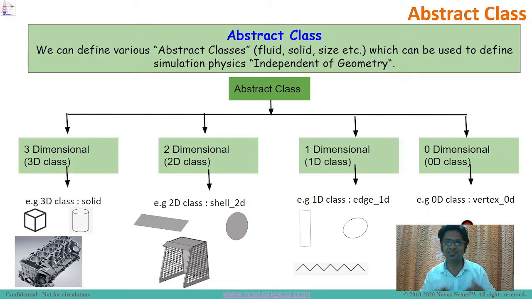So just to summarize, abstract classes are the entities which have some particular dimension like 3D, 2D, 1D or 0D, but do not have any specific shape unless and until we combine that class with the CAD geometry.